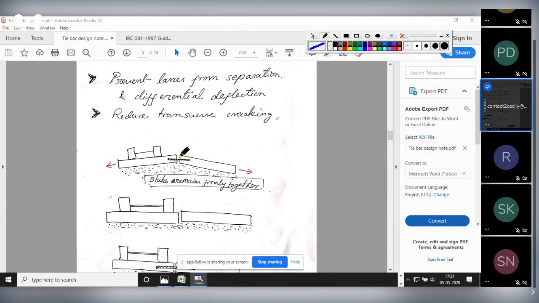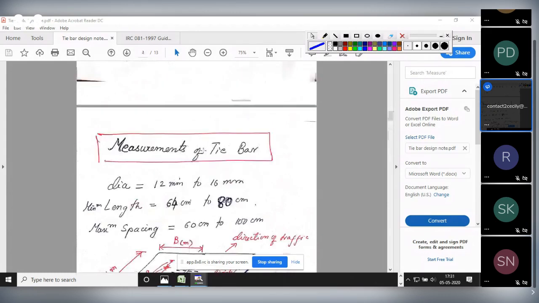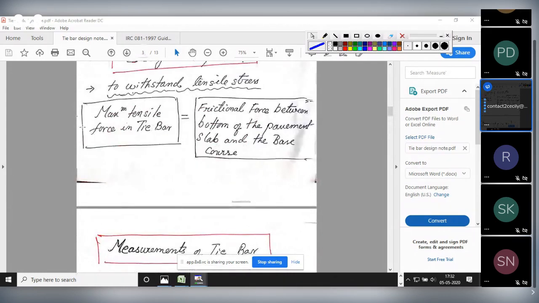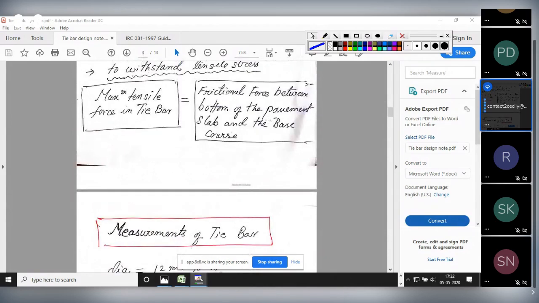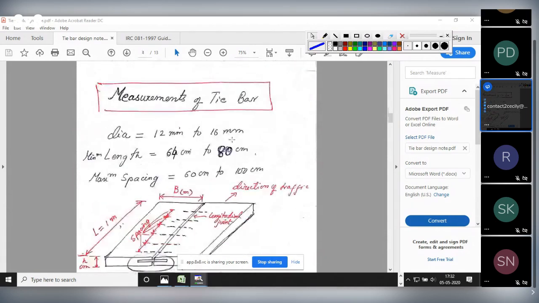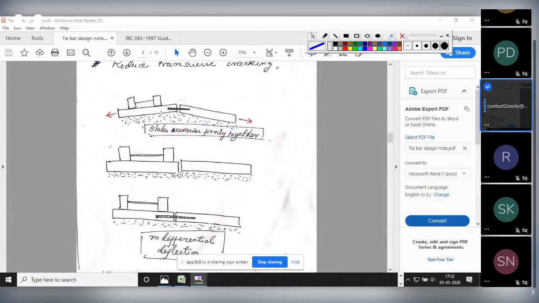That is given here also. See, the maximum tensile force in the tie bar must be kept equal to the frictional force between the bottom of the slab and the base course. That means at the bottom of the slab and the base course there will be one friction, and there will be some tensile force generated within the steel. So we have to keep these equal. I will use that equation later on while designing.